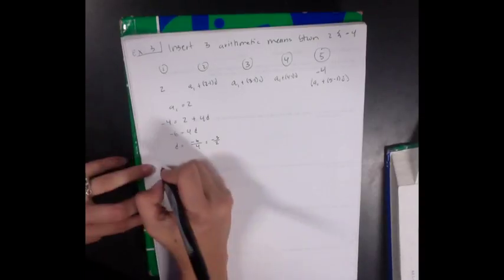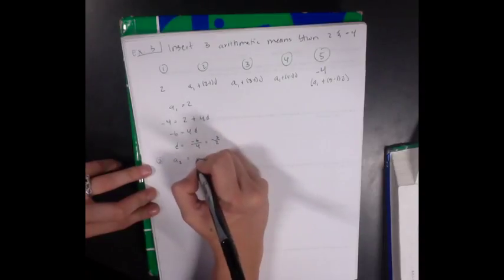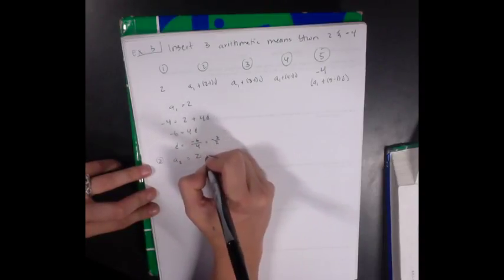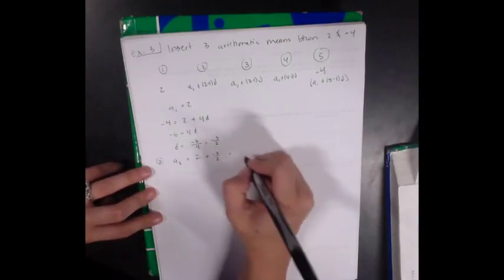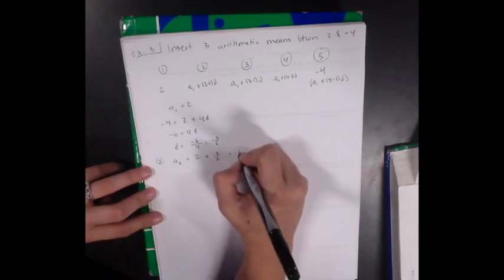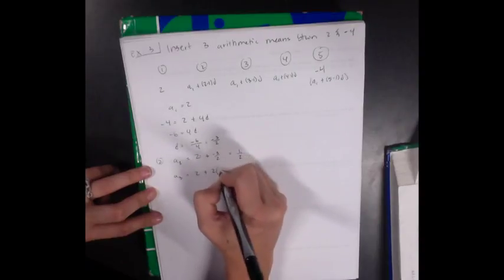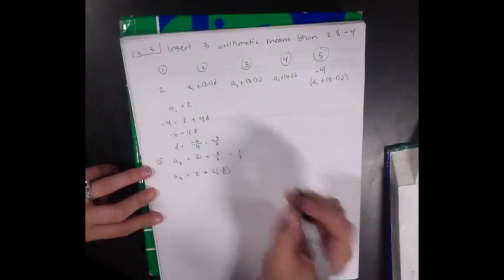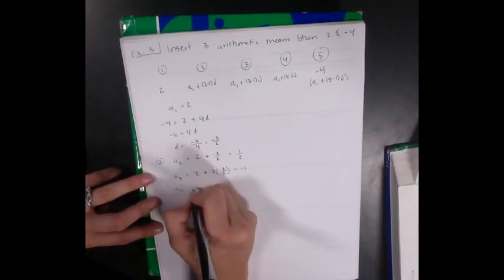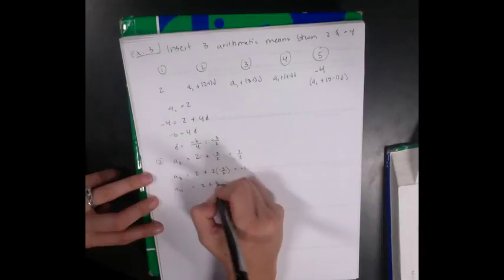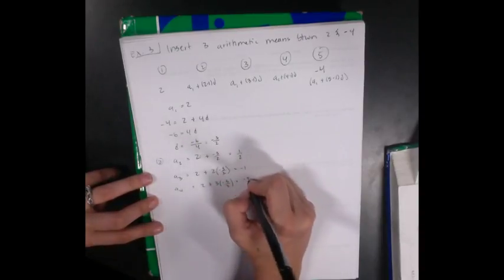So d is negative 6 over 4, which is negative 3 halves. Okay. So my second term, a sub 2, is going to be 2 plus negative 3 halves, which gives me a half. A sub 3 is going to be 2 plus 2 times negative 3 halves, which these cancel, which gives me negative 1. A sub 4 is going to be 2 plus 3 times negative 3 halves, which gives me negative 5 halves.